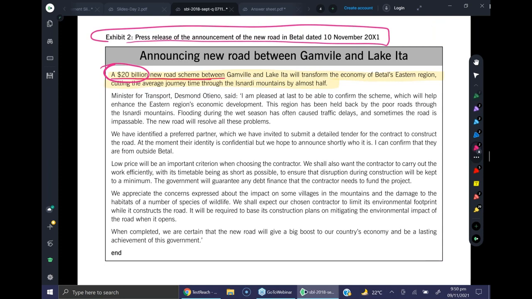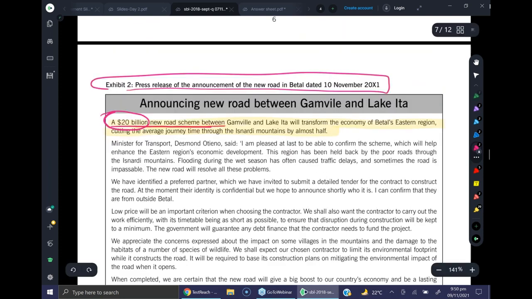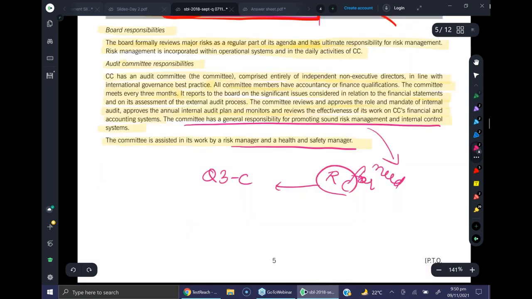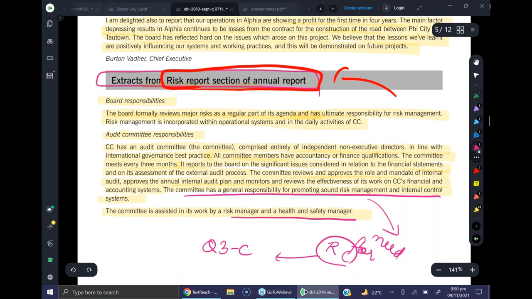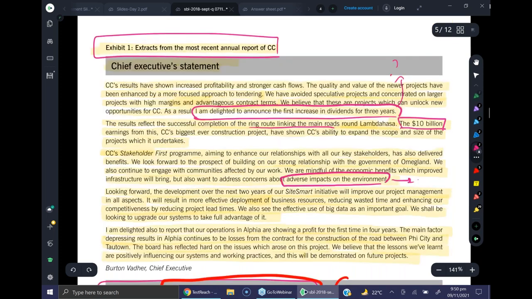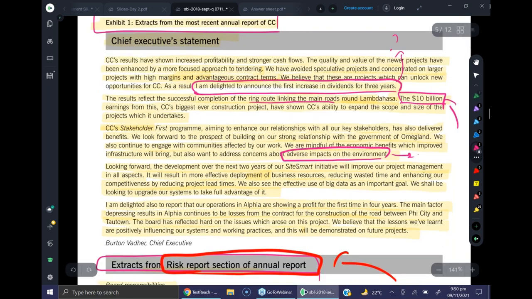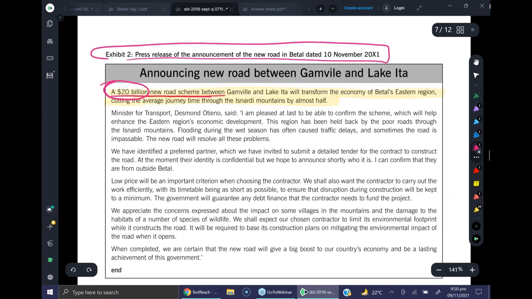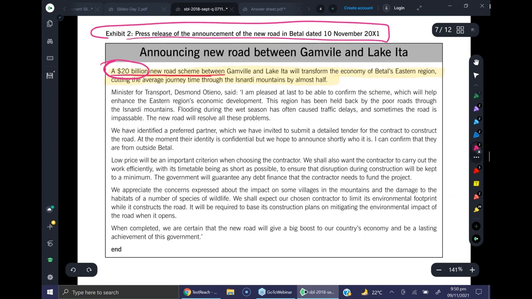I'm going back to exhibit 1. It says that the biggest ever project is $10 billion. Yes? And this new road is a $20 billion project, double the size of the biggest ever project CC has done. So can we talk about this in financial aspects of the project?